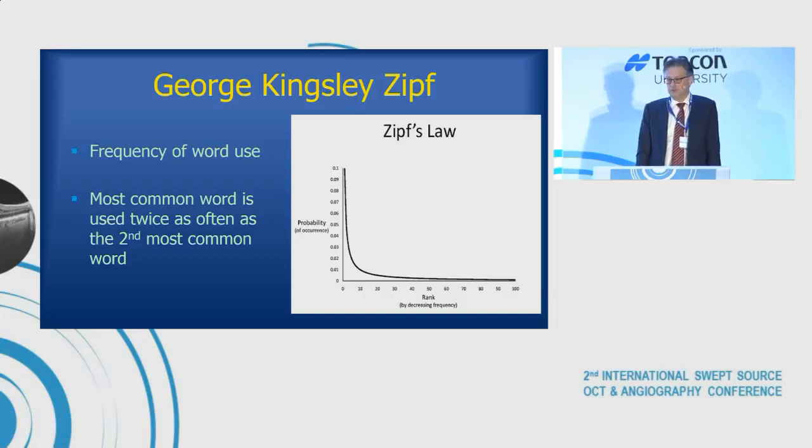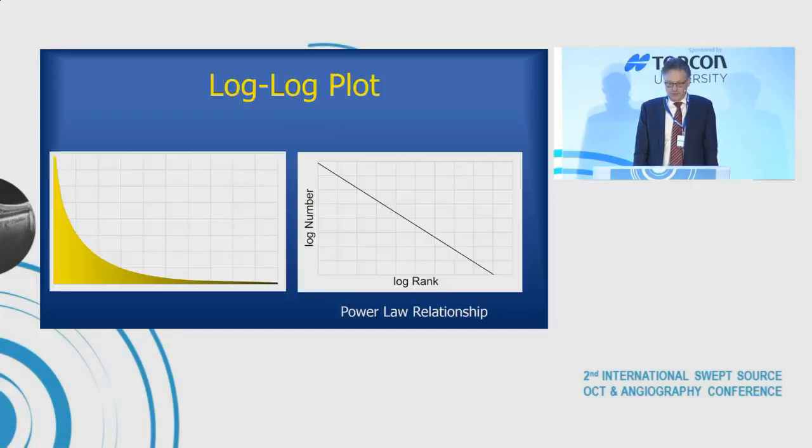The curious thing is that the most common word in the English language is used twice as often as the second most common word. And the most common word is used 3 times more often than the third most commonly used word. And the 10th most commonly used word is used 10 times more often than the 100th most commonly used word. So that's a strange mathematical relationship among words in the English language. The other strange thing is if you plot that out on a log-log plot, it comes out to be a perfectly straight line. This is for word use.